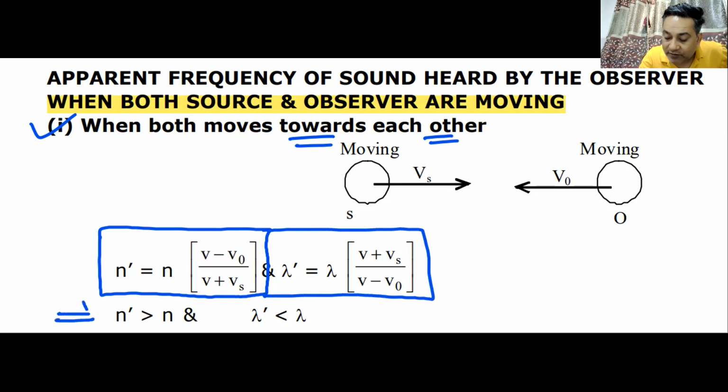And the frequency will be more and the wavelength would be less. Can you write this formula? This formula is nothing but we take both the cases together. We take the case where the source is moving, the frequency is divided by V plus Vs. We take the case where the observer is moving towards the source. We multiply it by V minus V naught, and we get the answer.